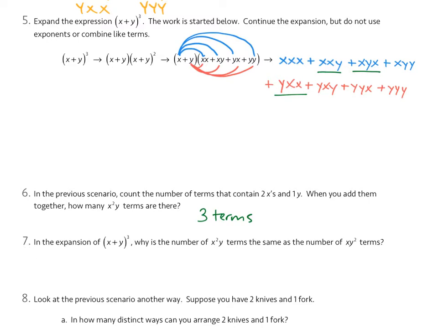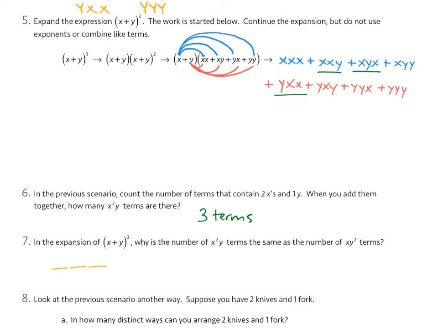Number 7. In the expansion of x plus y to the third power, why is the number of x squared y terms the same as the number of x y squared terms? We see that there are 3 terms that are x squared y. An x y squared term would have 2 y's. There's 1, 2, 3 terms that have 2 y's. To see why that is, I'll start with 3 blanks. Every term in this expansion has 3 letters.